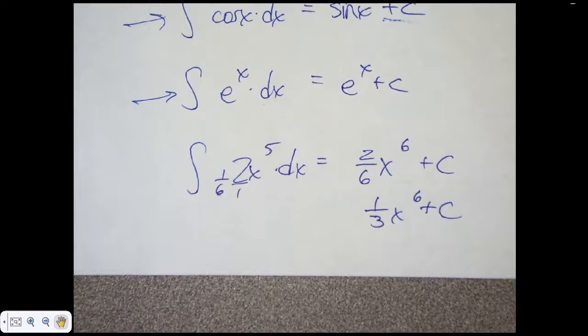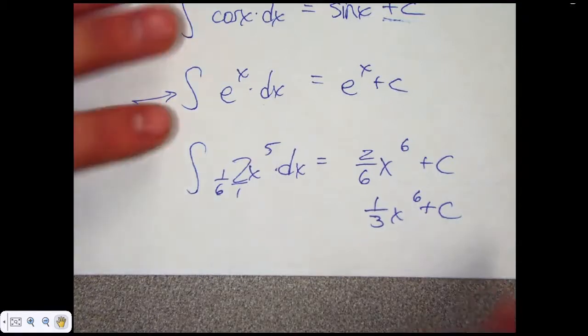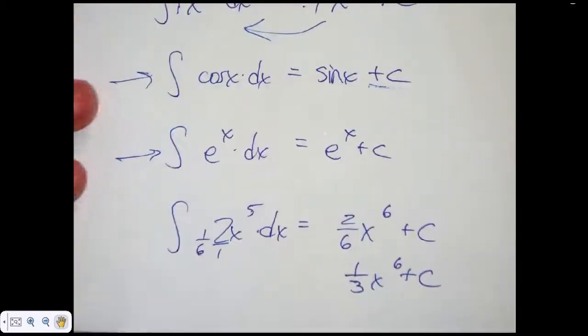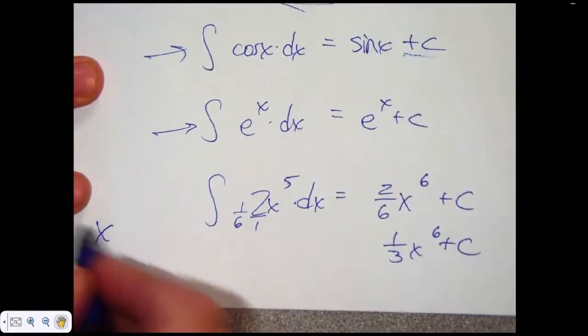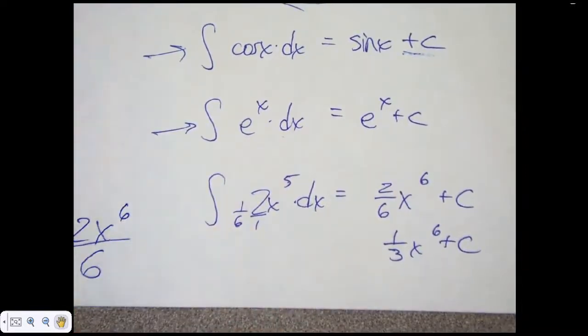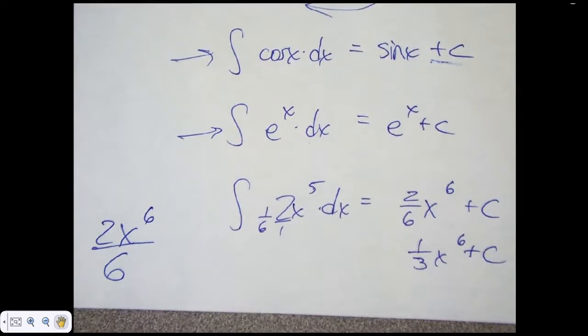Did you write it as 2x to the 6th over 6? Or x to the 6th over 3? Yes. Okay. So he was saying, can I write it like 2x to the 6 over 6? That's totally fine. The same thing. Other questions?